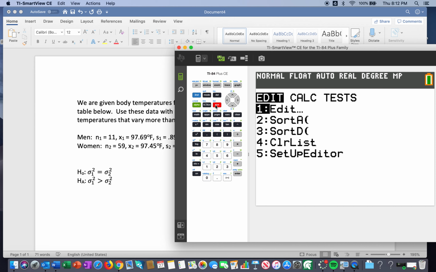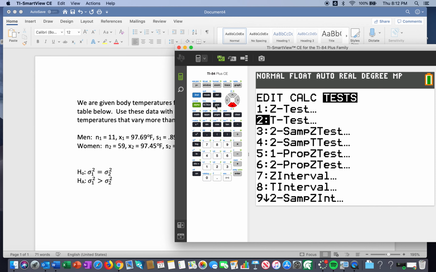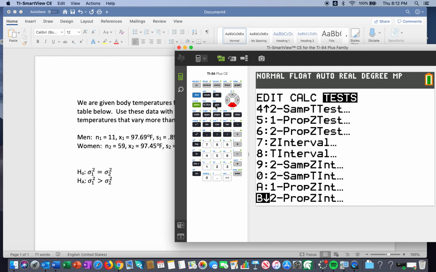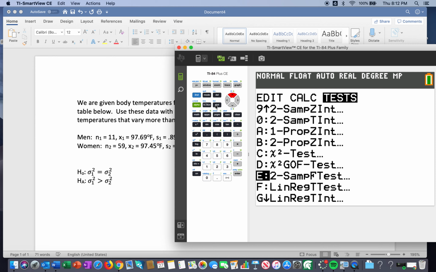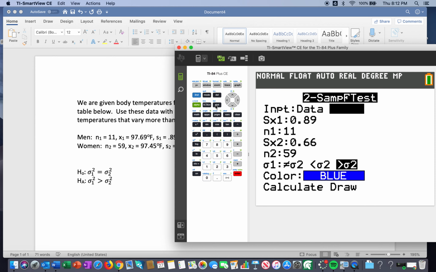Go to Stat, Test, and just scroll down until you find, mine's just scrolling on its own right now, right there, E, two sample F test. Okay, two sample F test. So hit enter. When you get there, we go on the stats, and to save time, I've already entered the numbers in here that it asks for.